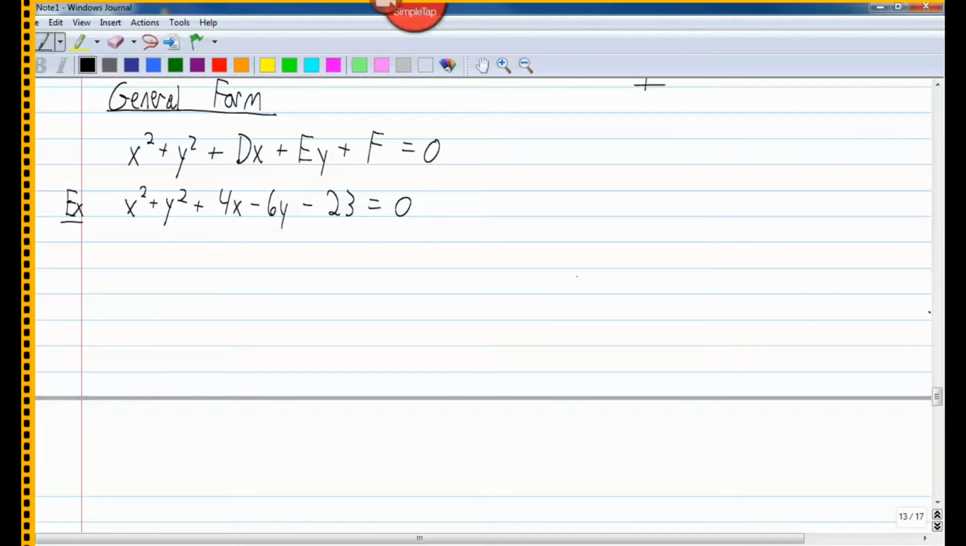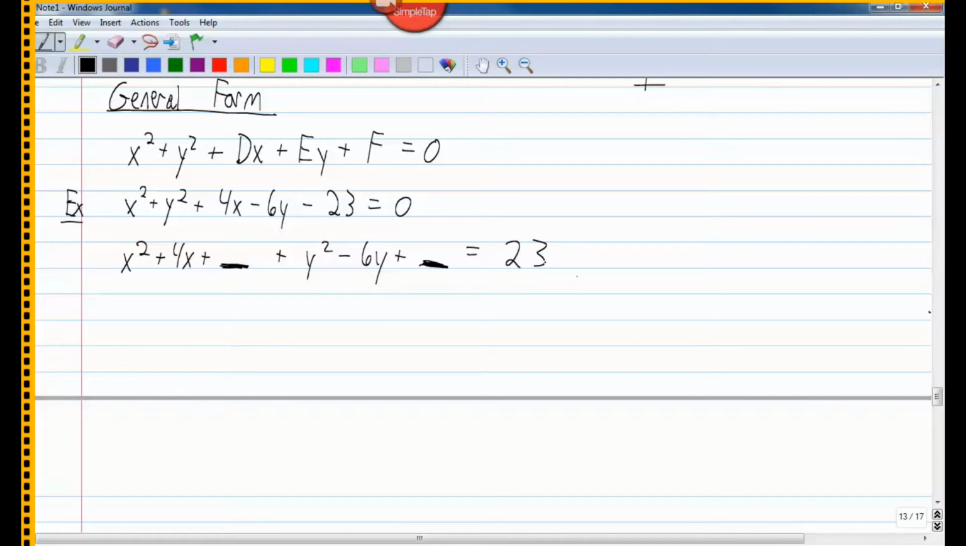We want to group the x terms together and put a plus blank. So I'm going to say x squared plus 4x plus blank. Then I'm going to write down the y terms and group them together. So plus y squared minus 6y plus blank. Then I'm going to take the constant, the number without a variable, and move it across the equal sign, to the right side of the equation. So if I move this negative 23 over, it'll be a positive 23. Since I have two blanks on the left side, I'm going to put plus blank on the right side. Alright, so I'm going to complete the square twice. Once with the x terms and once with the y terms.